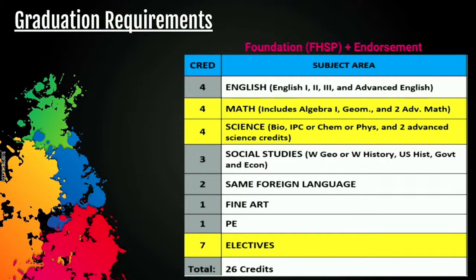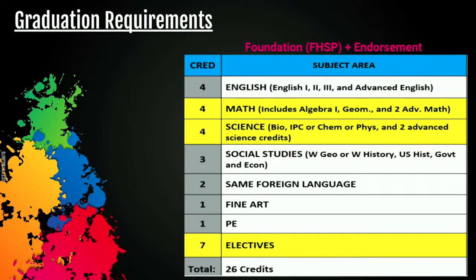So your student needs 4 English credits, 4 math credits. Those math credits have to come from Algebra 1, Geometry, and then 2 additional math courses. They have to have 4 science credits, the first one being biology. Next year, so on your 4-year plan, you can already think about these, they have to pick between IPC, chemistry, or physics. And then 11th and 12th grade, they'll pick an additional science course.